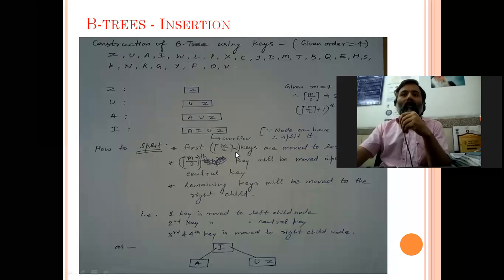So the upper bound of m by 2, minus 1, will be 2 minus 1, that is 1. So one element, A, will be the left child. The m by 2th element will be moved upward, that is the second one, I, will be moved upward here, and the remaining U will be moved to the right child. So after the split it will be like this.